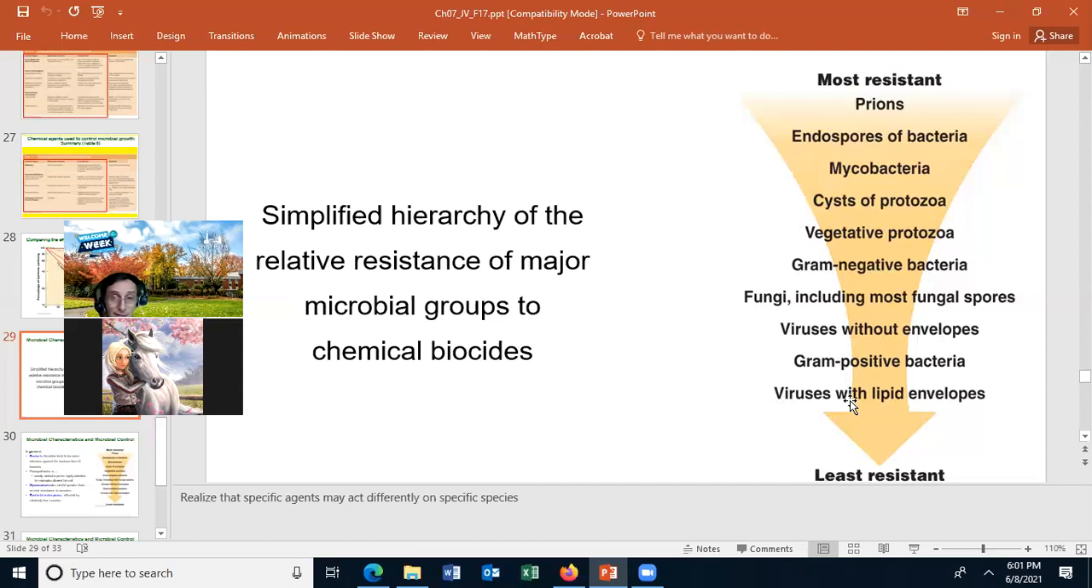And then the easiest thing of the microbes to kill are viruses with lipid envelope. That lipid envelope is susceptible to damage, and if you damage it, you damage the virus, and then the virus cannot replicate. So viruses with lipids are the easiest thing for a chemical biocide to kill, more so than a virus without an envelope.